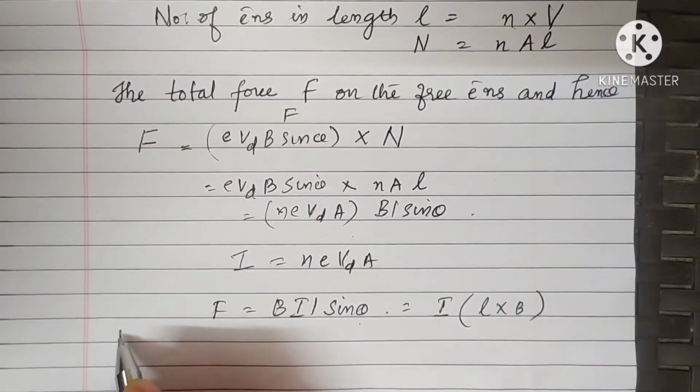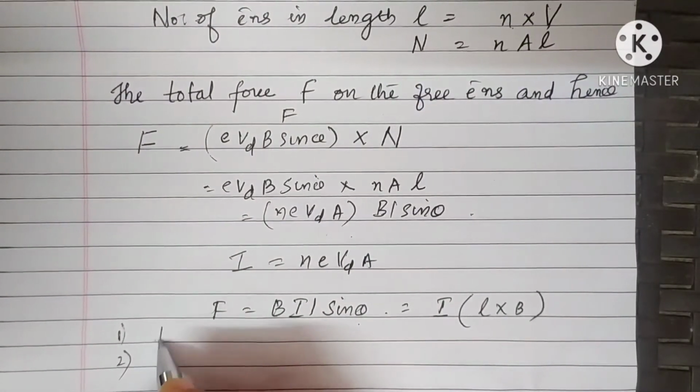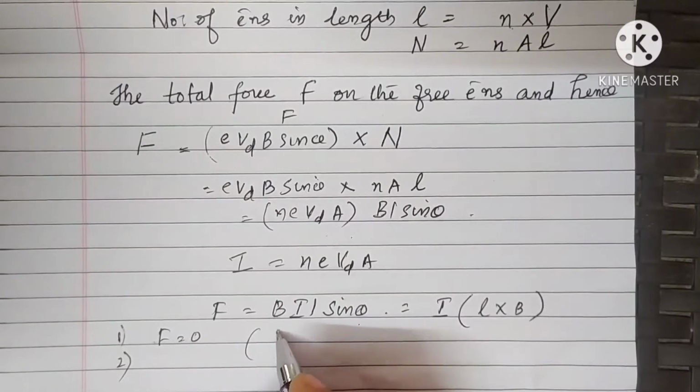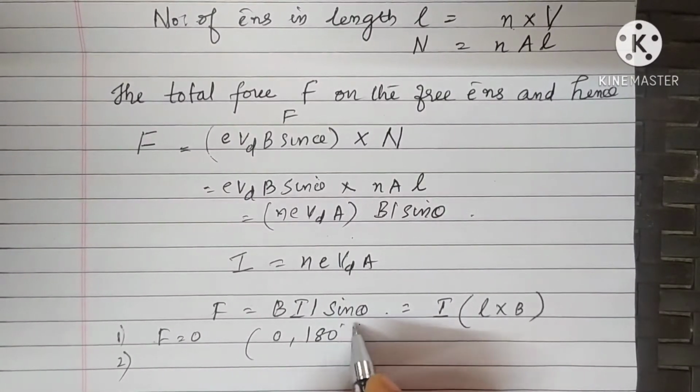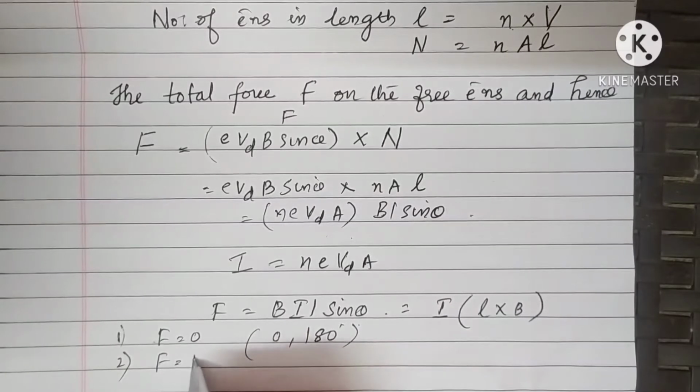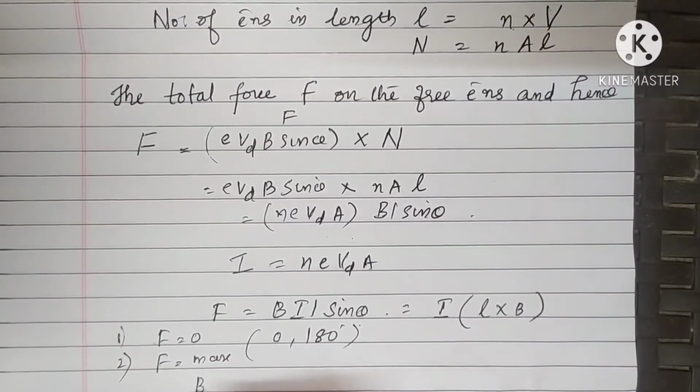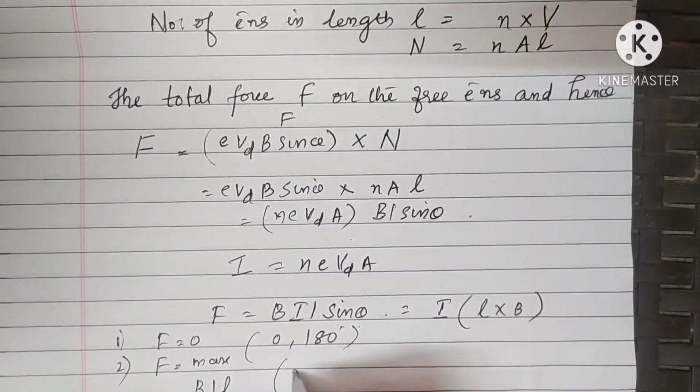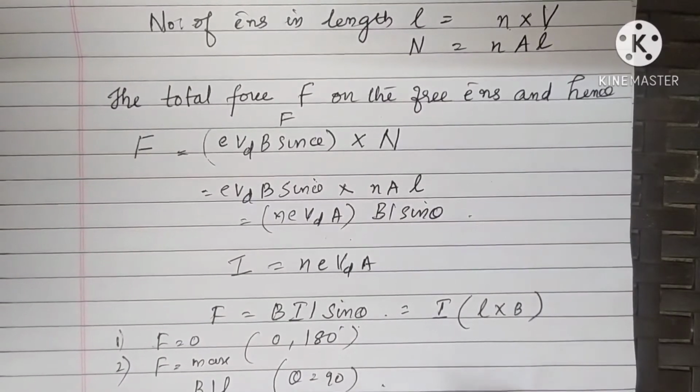So here you can note 2 points: F is equal to 0 at theta equal to 0 and 180 degrees, and F is equal to maximum value. What is the maximum value? BIL, when theta is equal to 90 degrees.